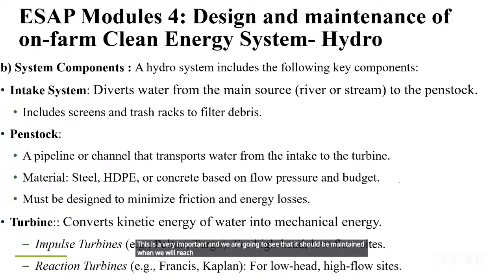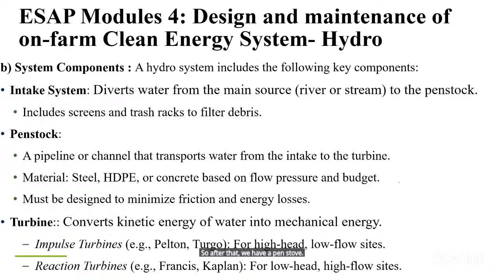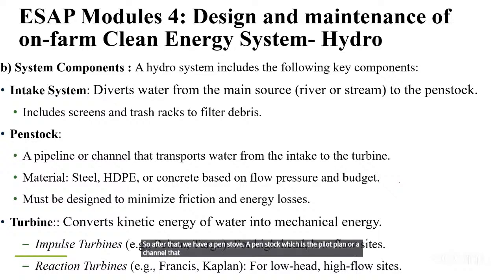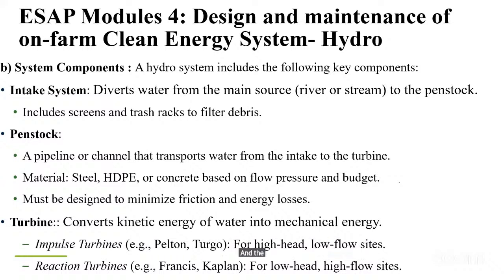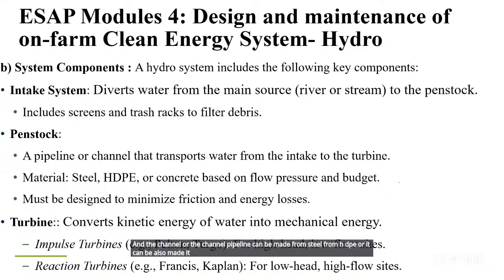the level of maintenance. So after that, we have a penstock, which is a pipeline or a channel that transports water from the intake to the turbine. And the channel or the pipeline can be made from steel, from HDPE, or it can also be made from concrete, based on flow, pressure, and the budget which is available.